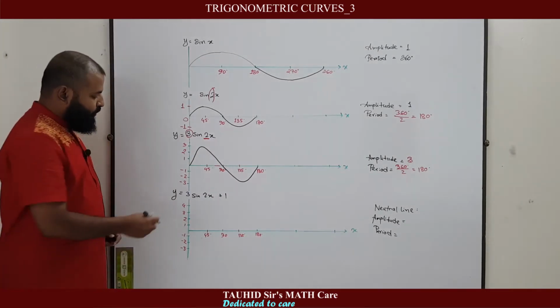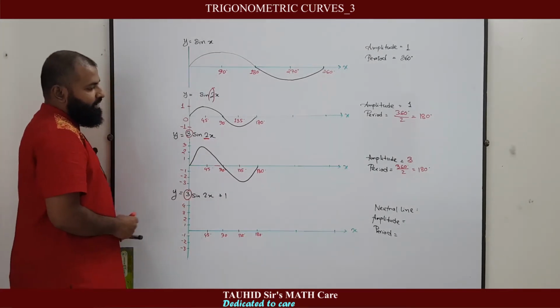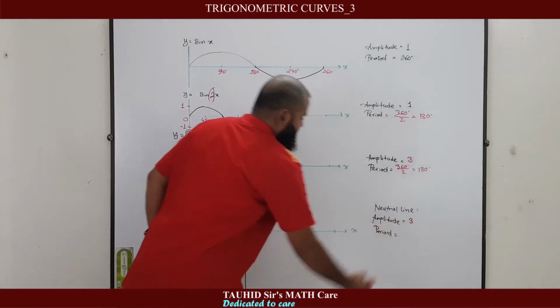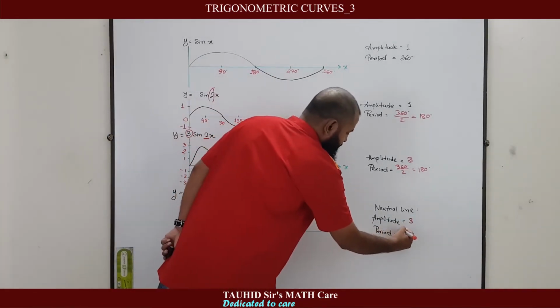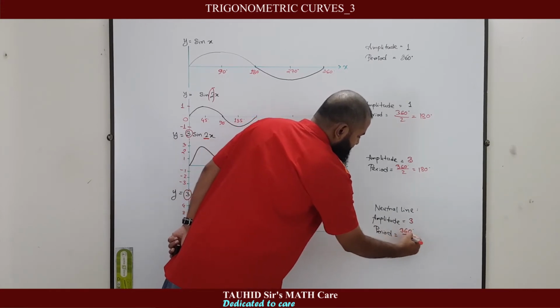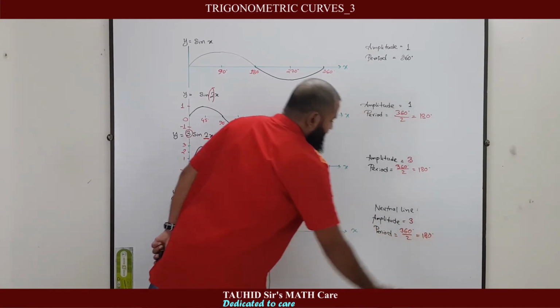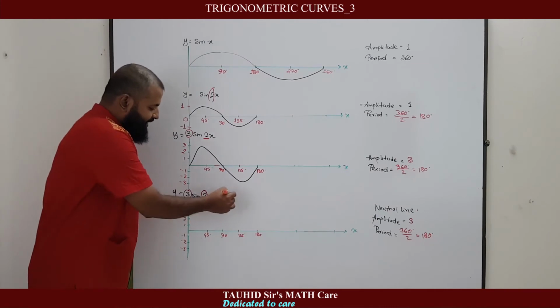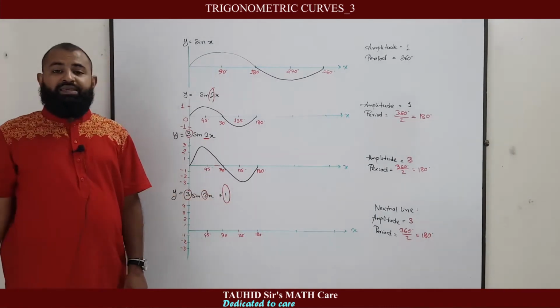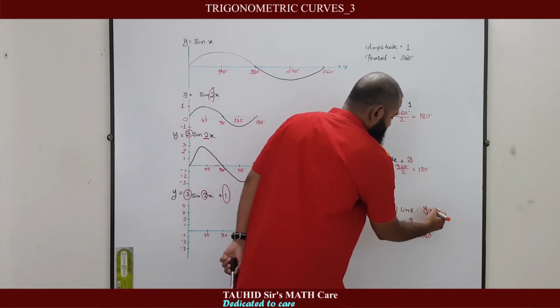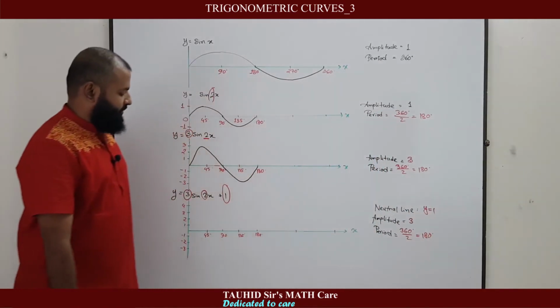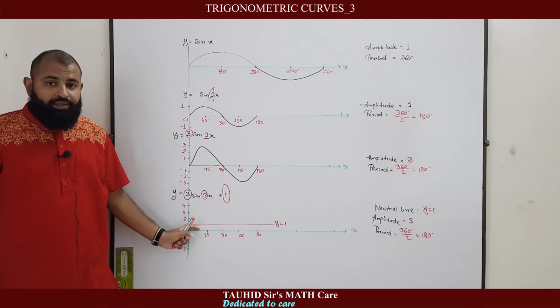How? We know that this 3 is the amplitude. These 2 influences the period, 360 by 2 equal to 180. And what is the impact of this? This thing represents the neutral line. Neutral line is y equal to 1. This line y equal to 1 is the neutral line.